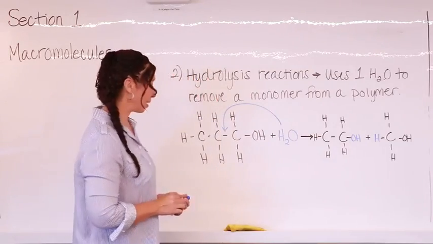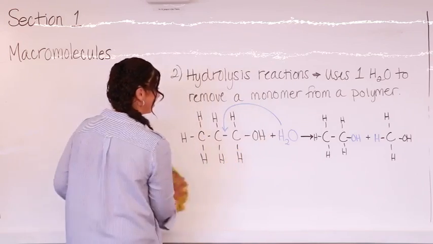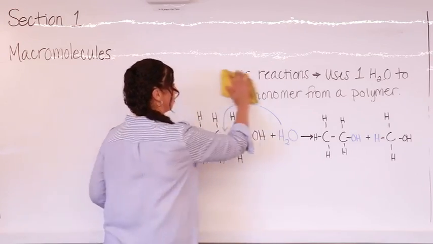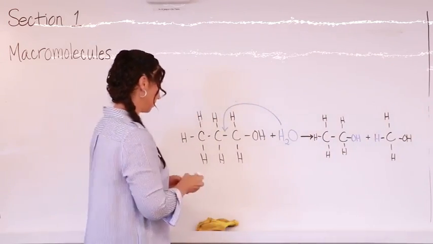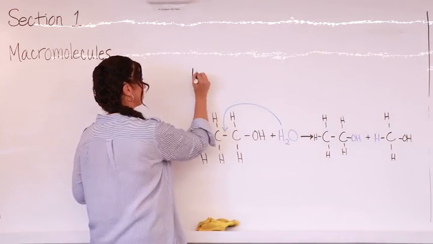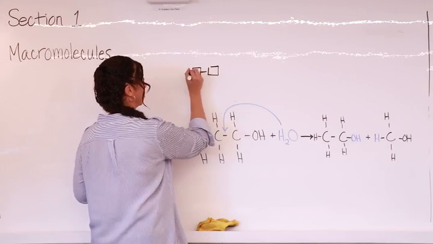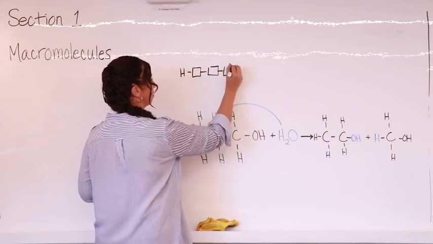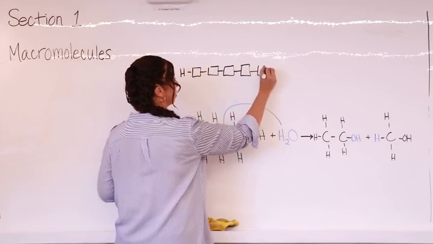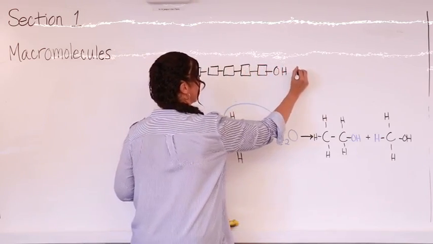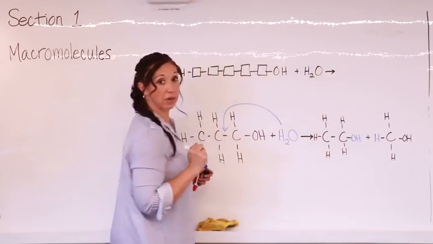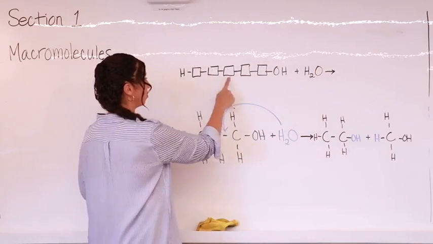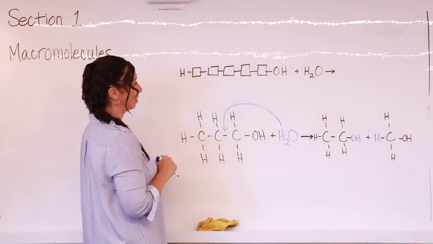Let's do one more quick example, and then we'll take a break. I'll just write up here for a moment. Let's say my monomers, I just have squares to represent any compound I want. And I want to remove one of those squares. So I have 1, 2, 3, 4, 5 squares.